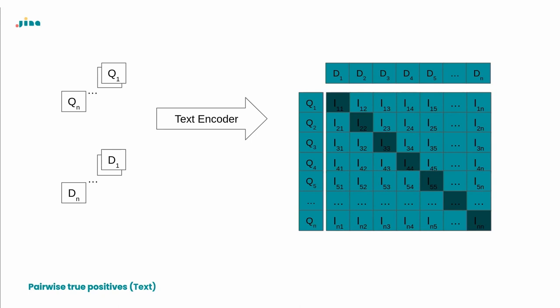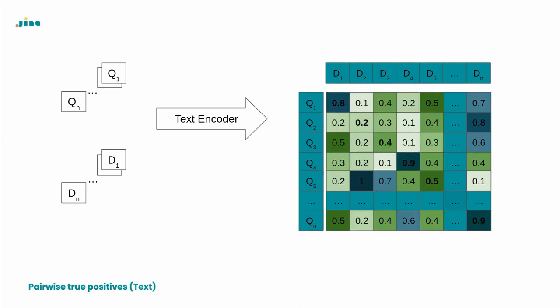You encode all your queries from Q1 to Qn. You encode all your documents, which is D1 to Dn. What you will get is a similarity matrix between each other, which looks like this. So you know the diagonal of this matrix means these are the true positives.